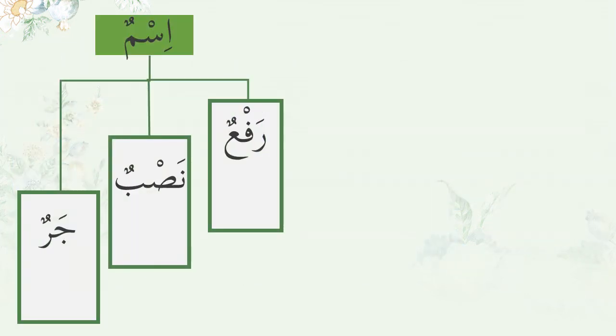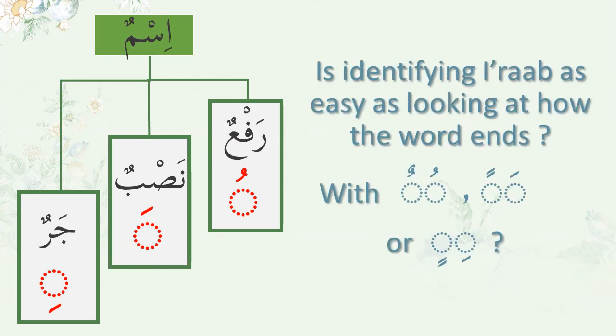Earlier, I said that in the most basic form, iqrab, rafa, nasab and jar will determine that the isim ends with dhamma, fathah and kasrah respectively. So, is it really that easy to identify the iqrab of an isim just by looking at the case marker at the end of the word? The answer is unfortunately not. There are isim which display their status through other means, and there are isim which do not change at all under any condition or iqrab status.